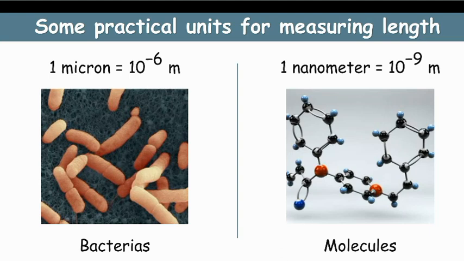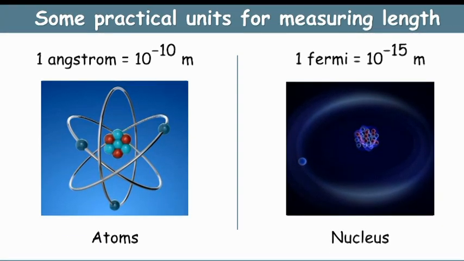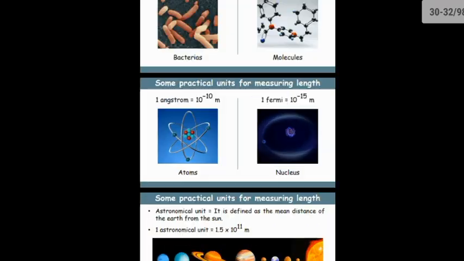So 1 micron is how many meters? 10 to the power of minus 6 meters. If I say 1 meter is equal to how many microns, then it will be 10 to the power of 6 microns. Next, 1 nanometer is 10 to the power of minus 9 meters. Microns are generally used for measuring the smallest lengths, like particles such as bacteria, and nanometer is for measurement of length of molecules. And 1 angstrom is 10 to the power of minus 10 meters, and 1 Fermi is equal to 10 to the power of minus 15 meters.